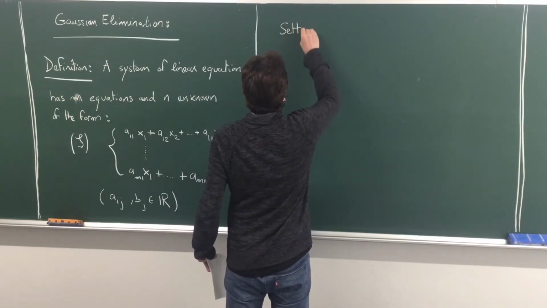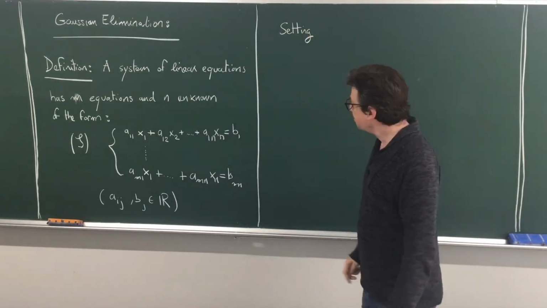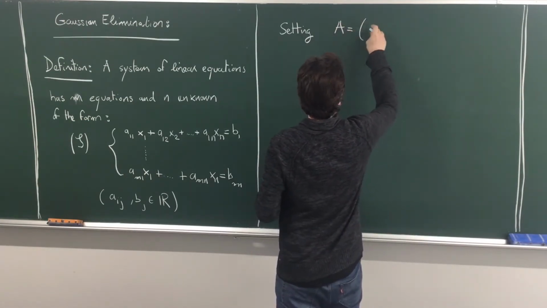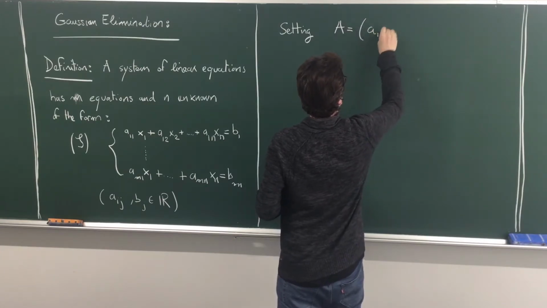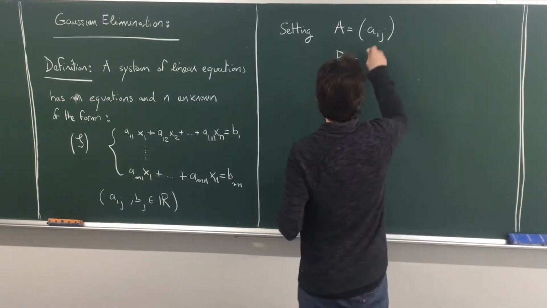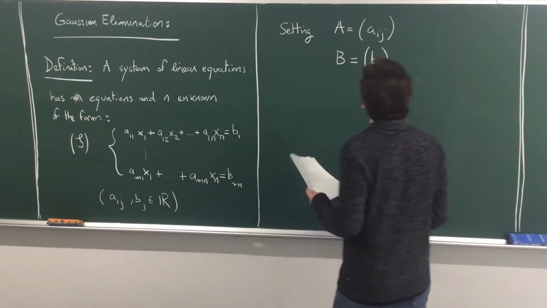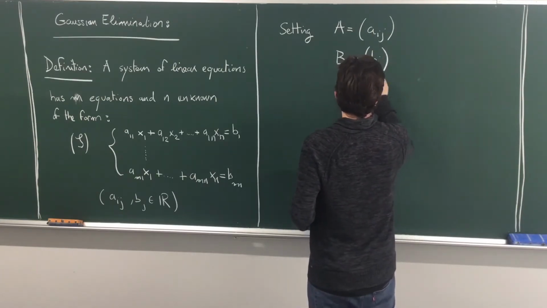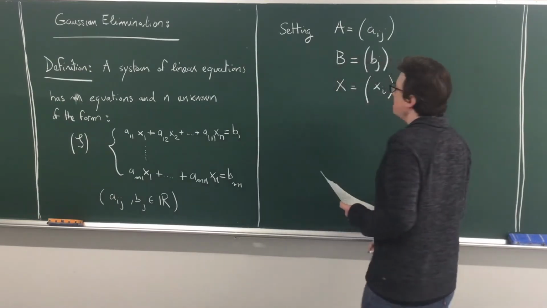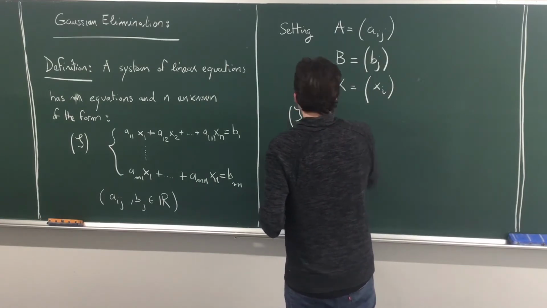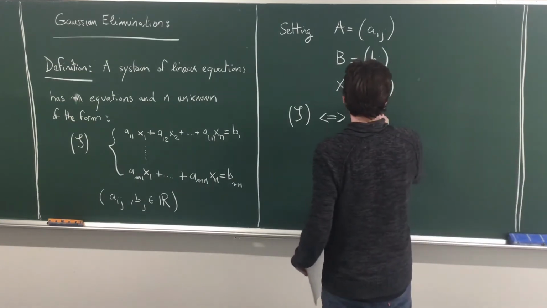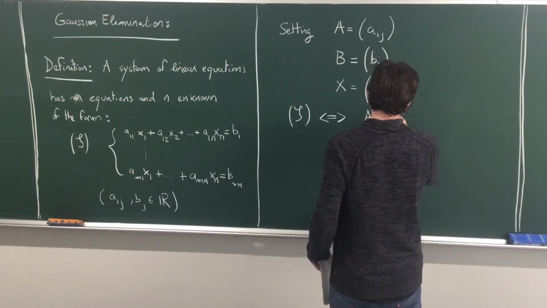Now, remember the previous chapter about matrices? If we set A equal the matrix with entries aij, B the column vector with coordinates the bj, and X the column vector with coordinates the xi, then S, the system S, is actually equivalent to the following equation of matrices, namely A times X equal B.